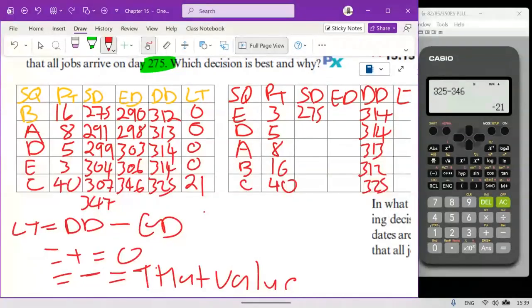Okay? That's the one for solving earliest due date. Then now we come this side.